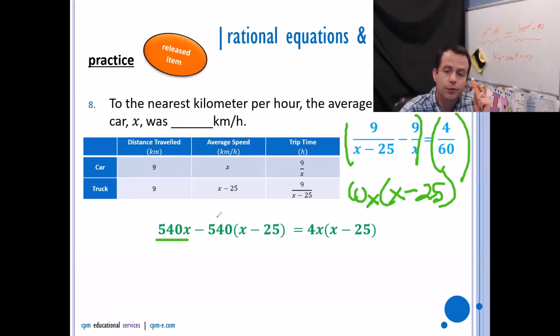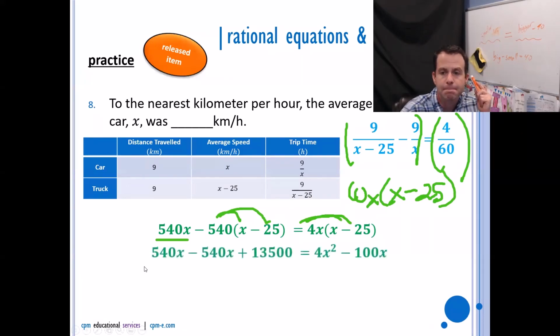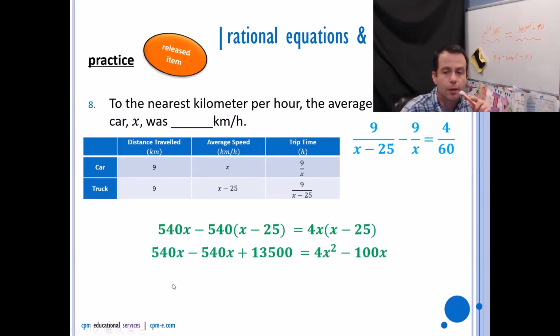Okay, so now I want to clean this up. I want to get rid of the bracket, so I'll distribute that negative 540 and I'll distribute the 4x. Okay, bring everything over to one side so that you have a quadratic that you can look at. Your 540x's can just go, right? They add up to 0. So you're just bringing that term over there.